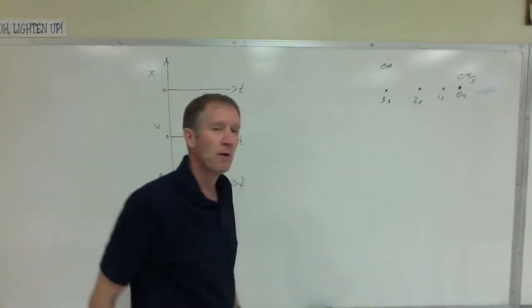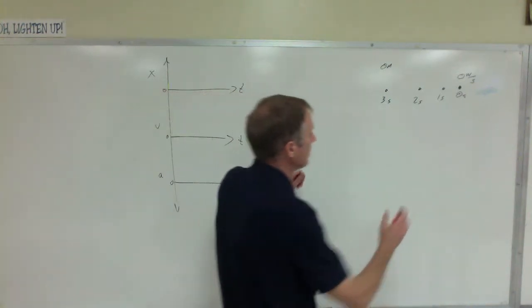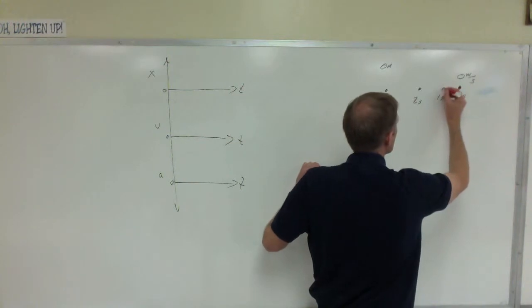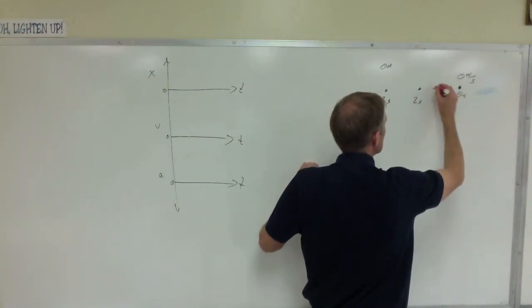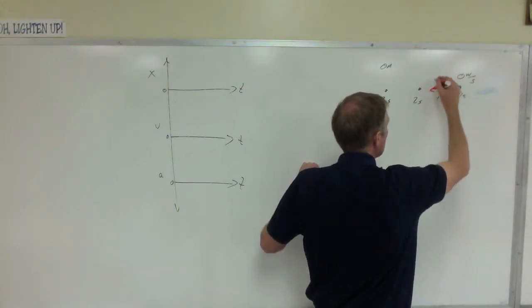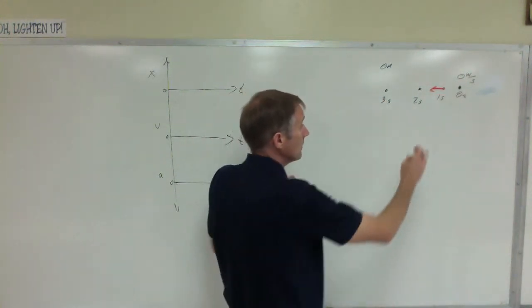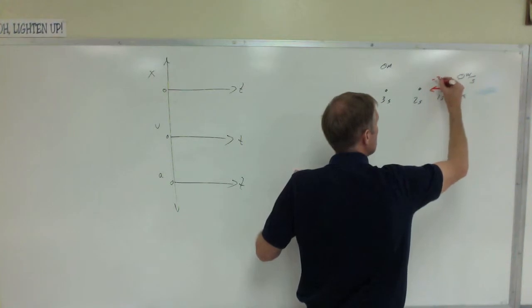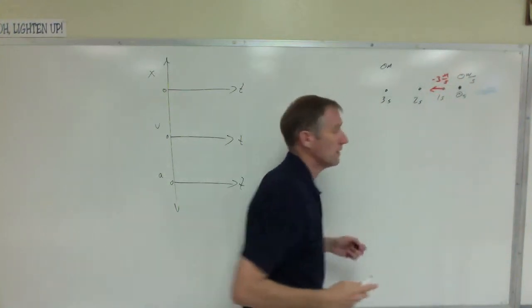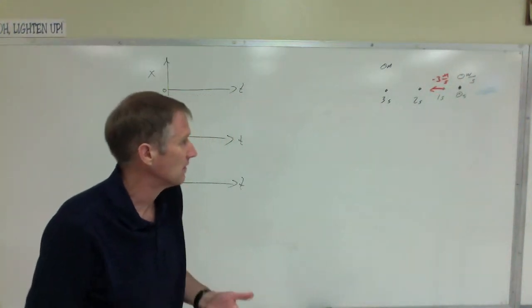Remember that to the right is positive. At first you're not moving. And now you're moving here at 3 meters per second to the left. And to the left is negative. And that would be negative 3 meters per second. Why is to the left negative? Because I just felt like it today.